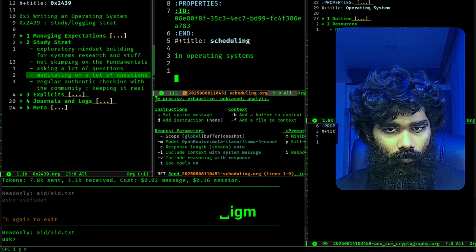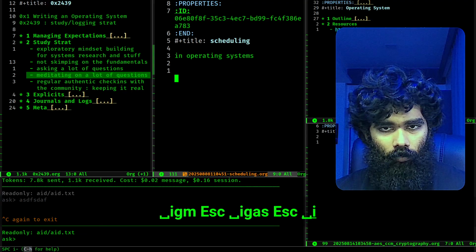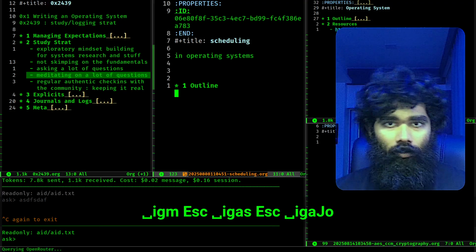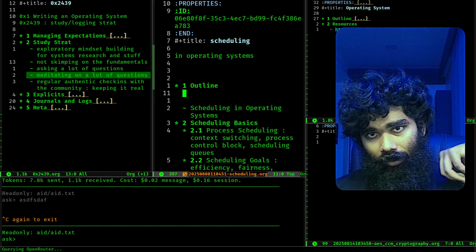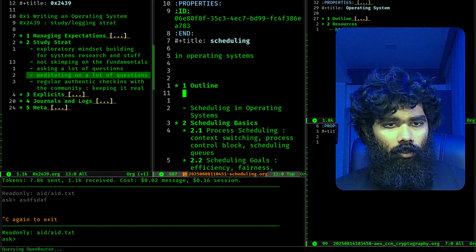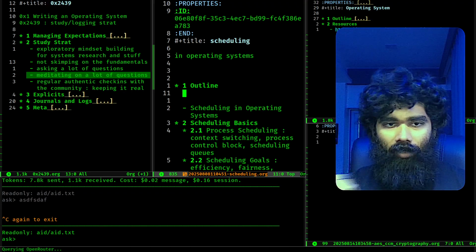Okay, hold on, IGAJO, yeah. That's going to send that out to an LLM, and it's going to generate an outline while it does that.